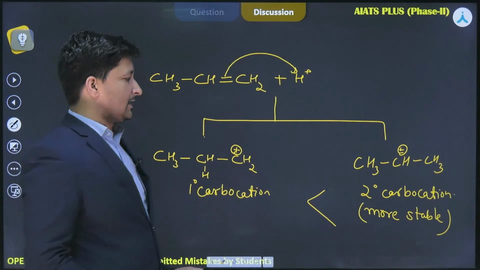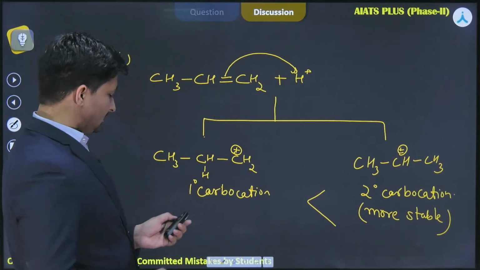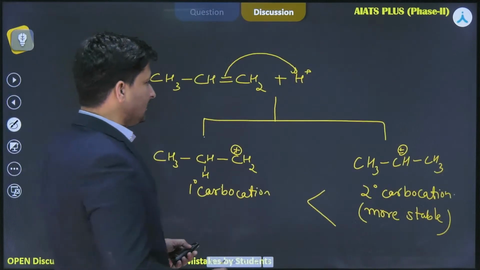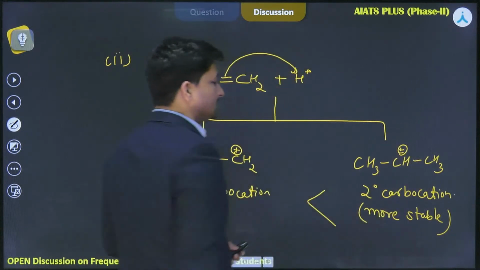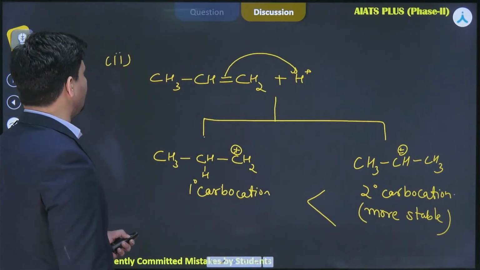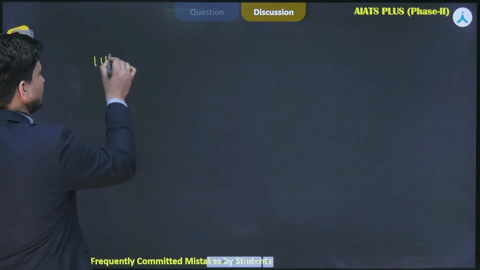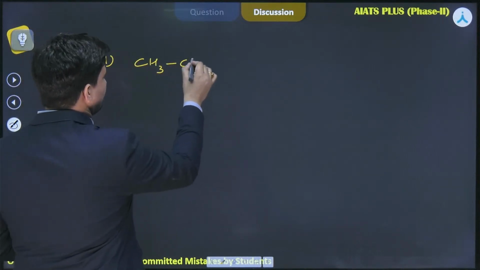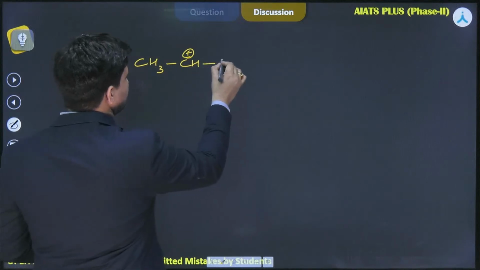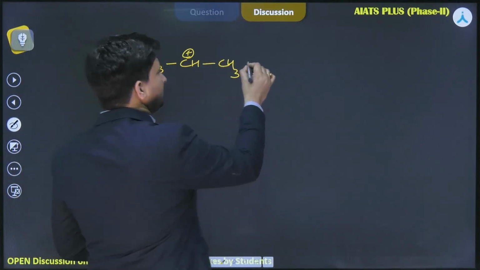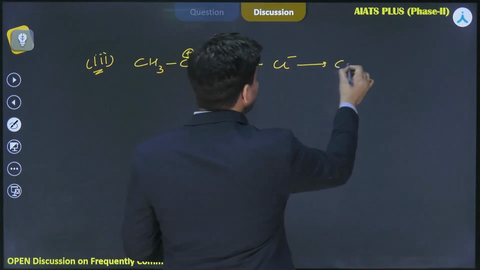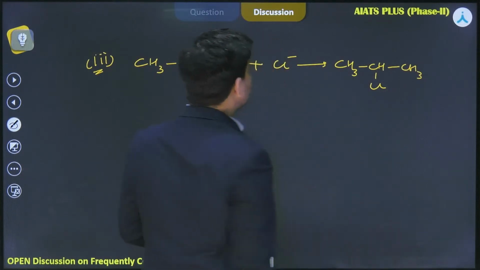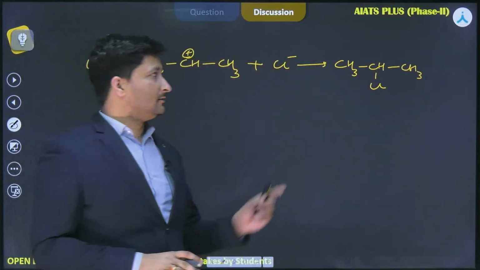If the 2 degree carbocation formed is more, then in the third step, after the attack of H plus, we have this Cl minus. This Cl minus in the next step will form a bond with this 2 degree carbocation, and we will obtain the product. So in the third step, I am taking only the major product, plus Cl minus, and it will form CH3, CH, Cl, CH3. This will be formed here. Similarly, the minor product will also be formed here.